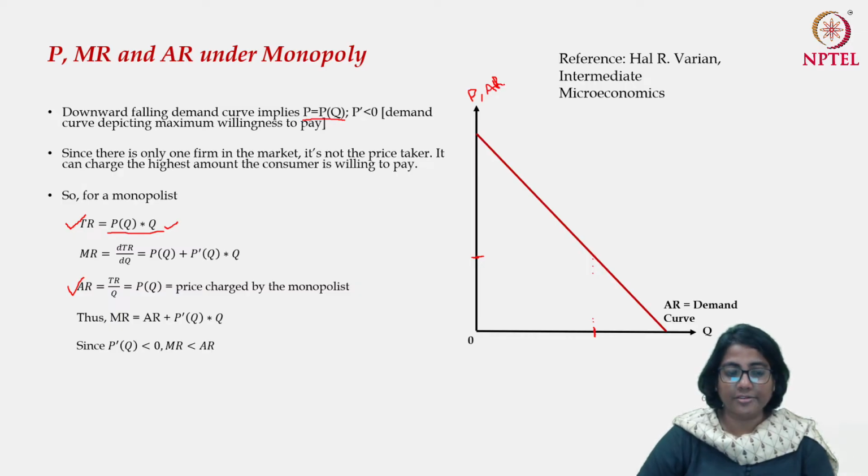If I plot average revenue here, what I will see is that AR equal to P(Q) actually denotes the average revenue curve. And P equal to P(Q) was denoting my demand curve. So essentially the average revenue curve and the demand curve are basically the same. There is no difference. The line that I have drawn here represents both the average revenue curve as well as the demand curve. So this is the price charged by the monopolist.